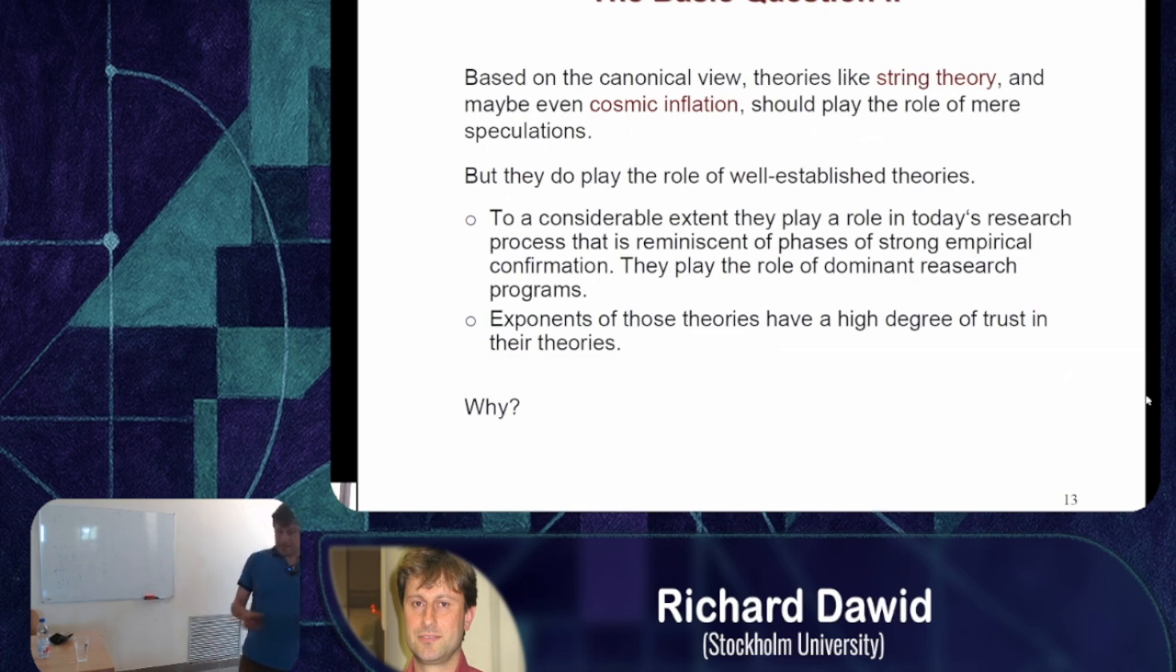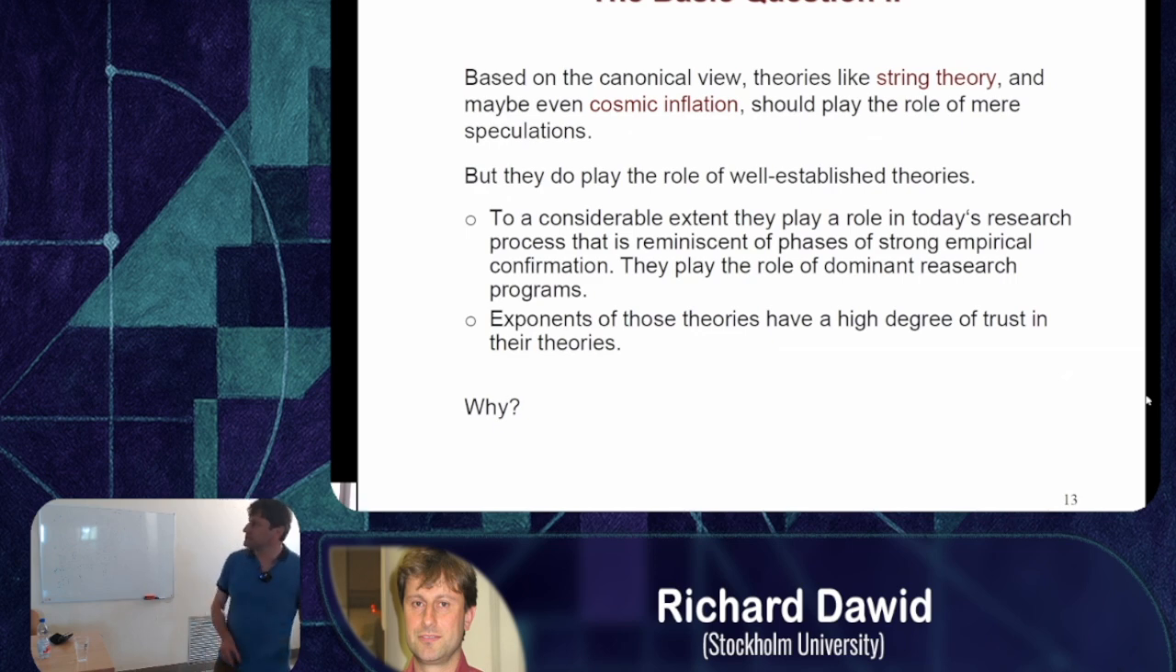As we saw a few slides ago, on the canonical view, however, string theory should play the role of a mere speculation. However, it does play the role of a well-established theory, and some other theories that are not sufficiently or conclusively empirically confirmed do so as well. So they play a role in today's research program that to a considerable extent resembles the role played by a conclusively confirmed theory. And exponents of those theories do have a high degree of trust in their theories, and the question is, why? So that's the second question.